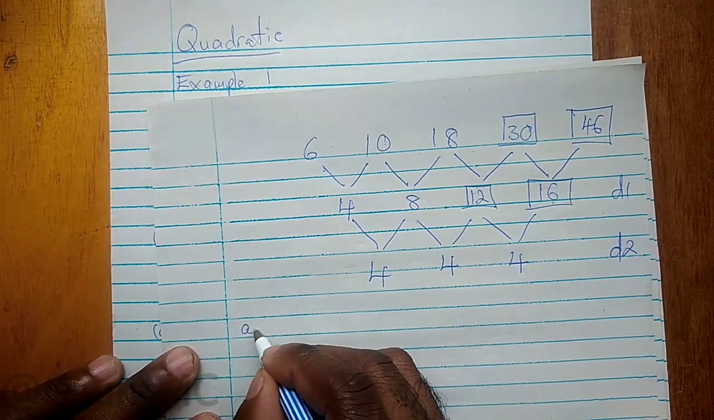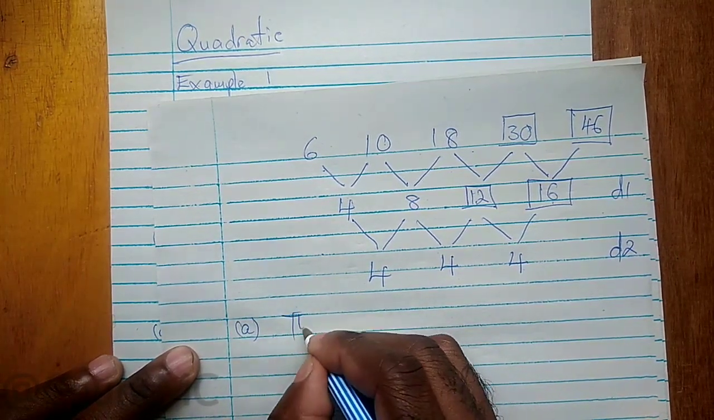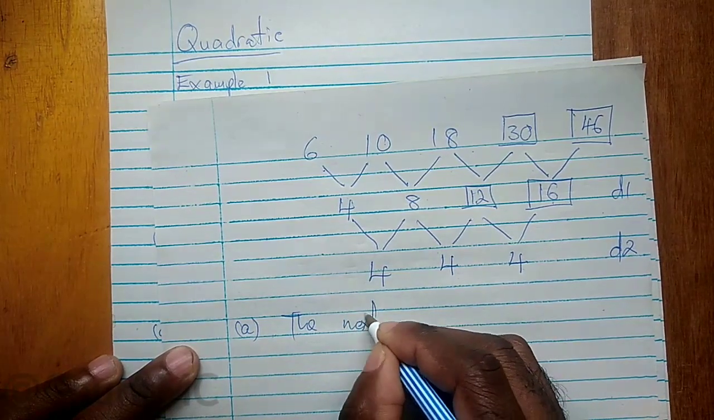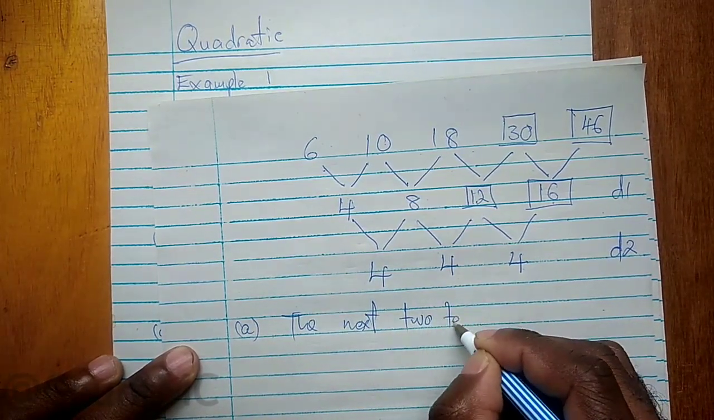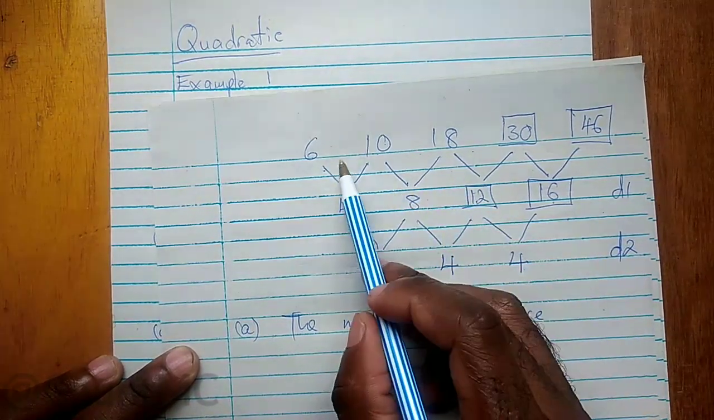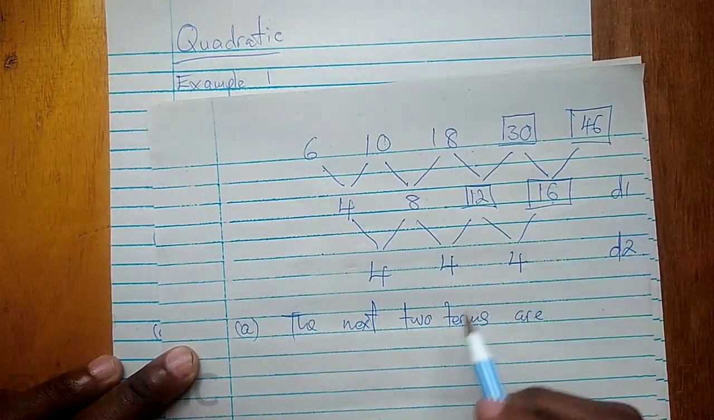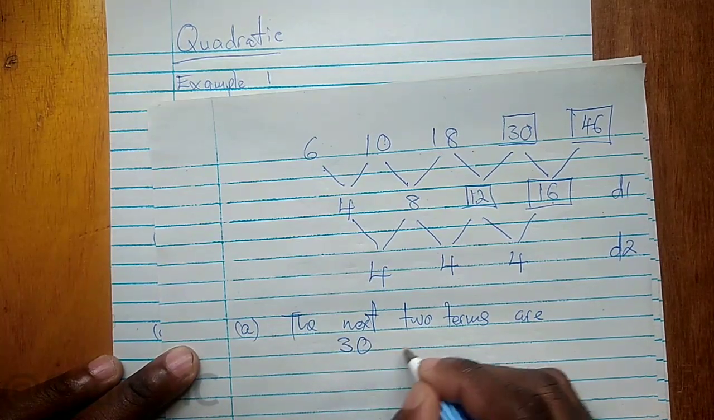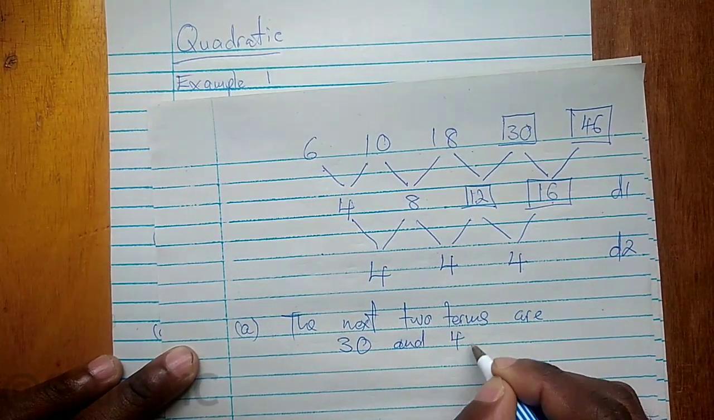So part A, you write the next two terms are: this is the sequence, and these are the next two terms, 30 and 46.